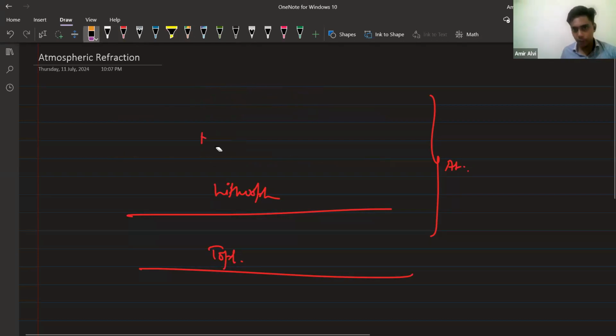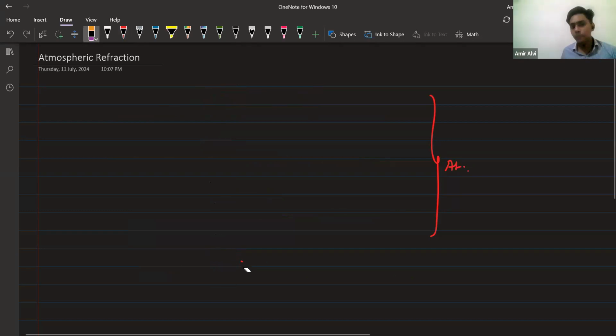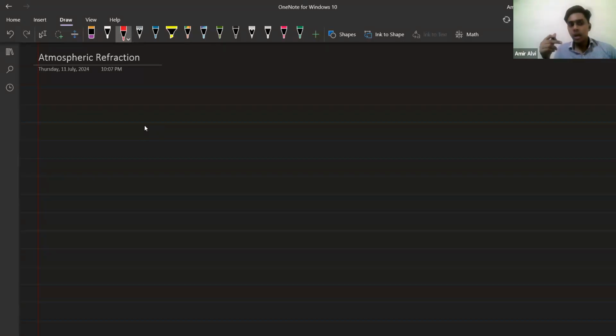Let me write down the definition first. Basically two phenomena are there. The first phenomenon is twinkling of stars. The second phenomenon is advanced sunrise and delayed sunset. You must have seen that when we wake up at fajr, the sunrise rays become very visible. The rays are very visible, but actually the sun is not on the horizon, it is below the horizon. The horizon is the line which meets the sky and the ground.